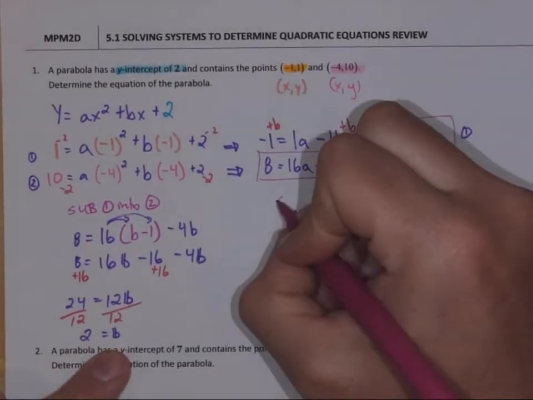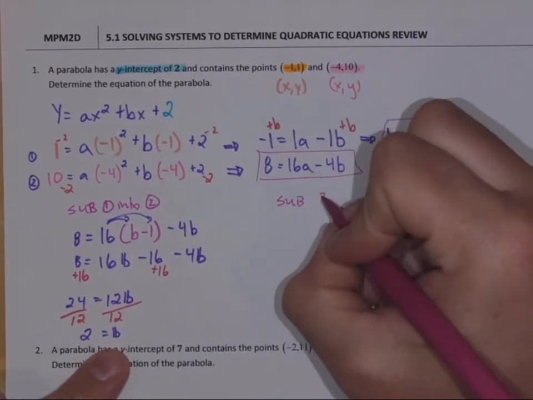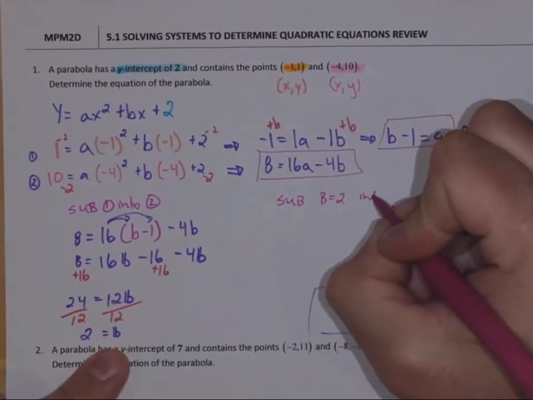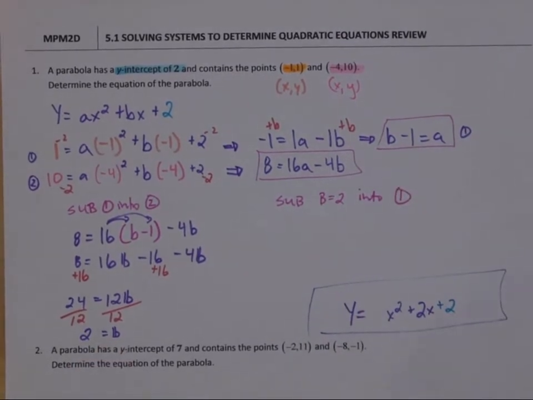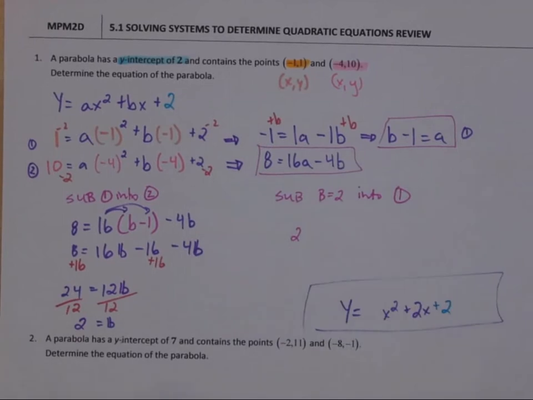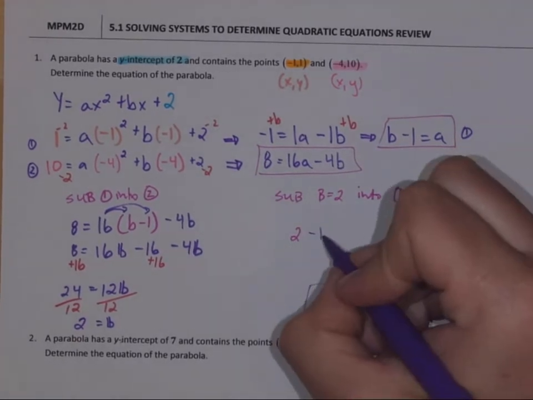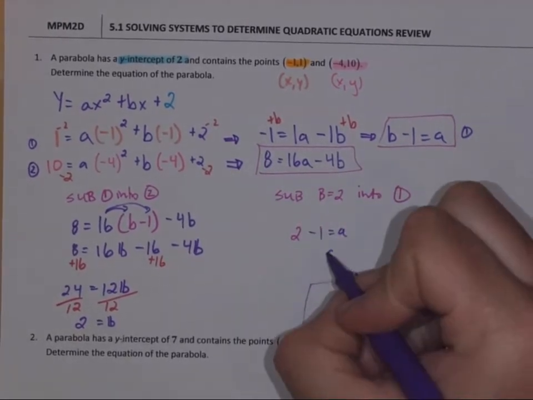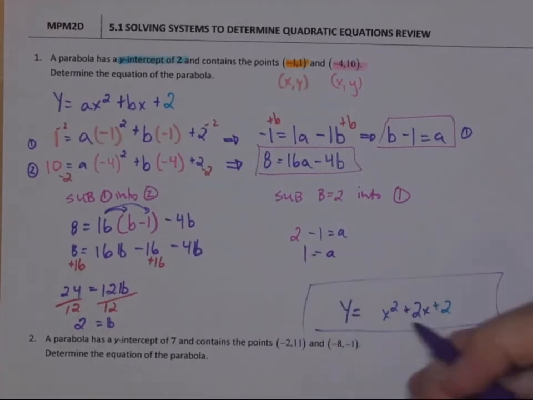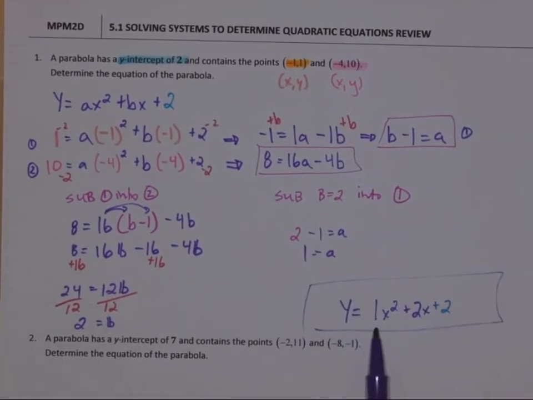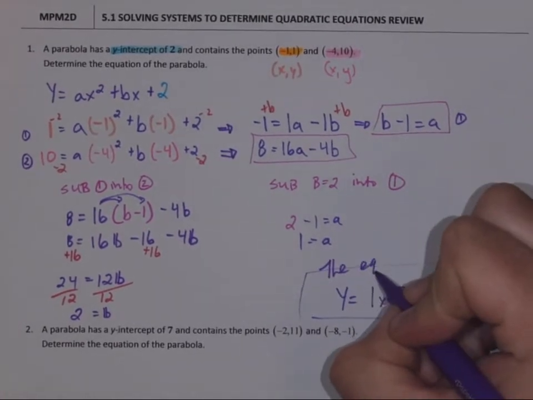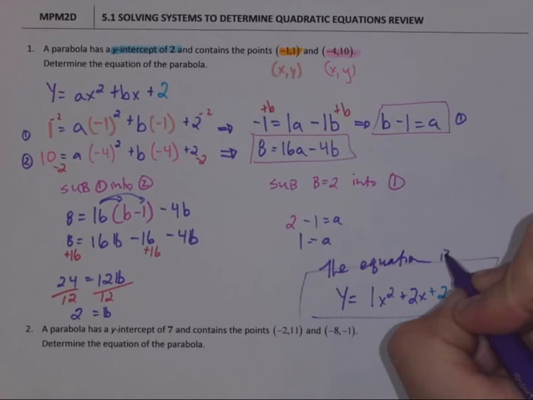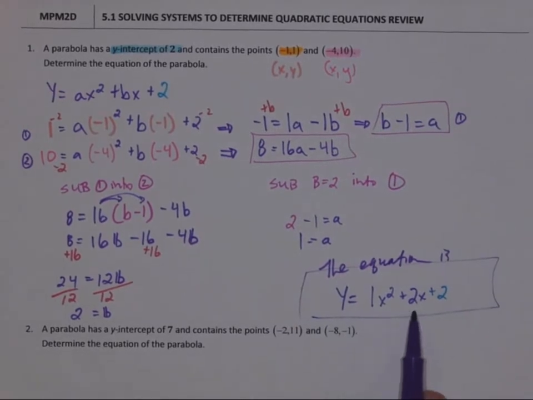Now I'm going to sub where I had that b equals 2 back into equation 1. So where I see b, I'm going to put 2, minus 1 equals a, and a equals 1. Again, I don't have to show that, but there it is. So the equation is y equals x squared plus 2x plus 2 in standard form.